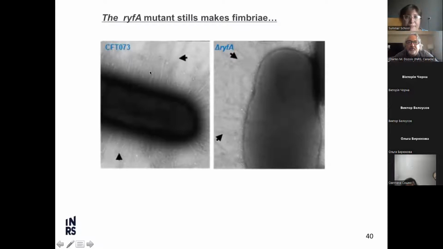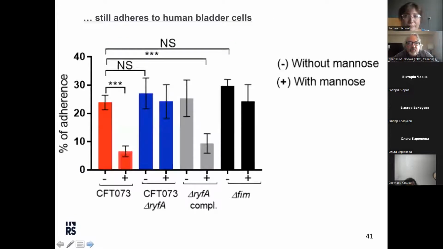We saw type 1 fimbriae were decreased, but on electron microscopy, we still see there are fimbriae that are made by this RIF-A mutant. And so that interested us, and it actually still adheres to human bladder cells. Even if we had a drop in type 1 fimbriae, that doesn't mean that there aren't other mechanisms of adherence that can be occurring. And so we can see that here, that this strain actually adheres just as well as the wild type.